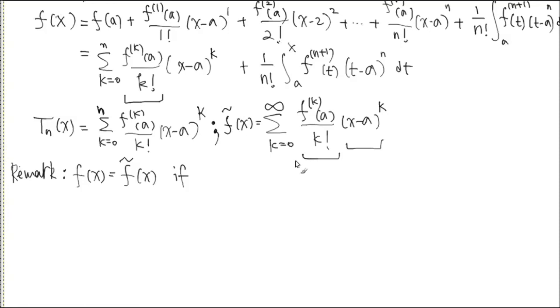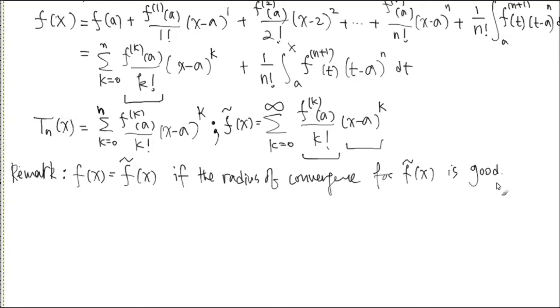First, this guy should make sense. So the radius of convergence for the infinite series called f tilde is good. Namely, it should be positive, right? If the radius of convergence is 0, then it's just a, it's nothing. You've got to have some positive radius so that we can plug in some x and get a meaningful number. What is the second condition? Anybody remember? For these two things being the same, what is the second condition?